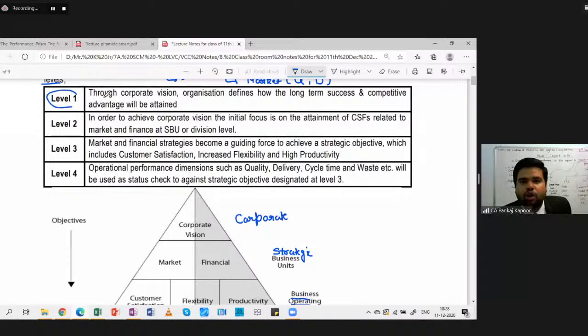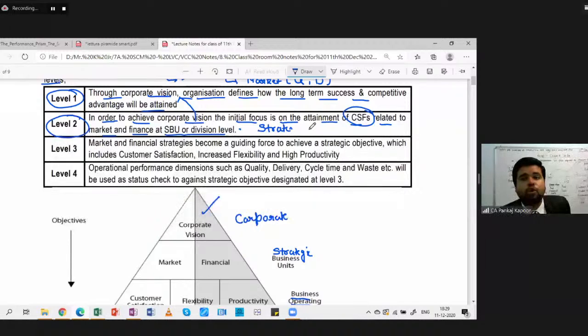Read the level number 1 along with me. Through corporate vision, the organization defines how the long-term success will be attained. Obviously, the vision statement is a long-term statement. Okay. The level number 2, in order to obtain such vision, which you explained in the level number 1, the initial focus is on attainment of critical success factors related to market and finance at the SBU level or at the division level. That is what we studied, that in order to attain the vision, we need to make the strategy.